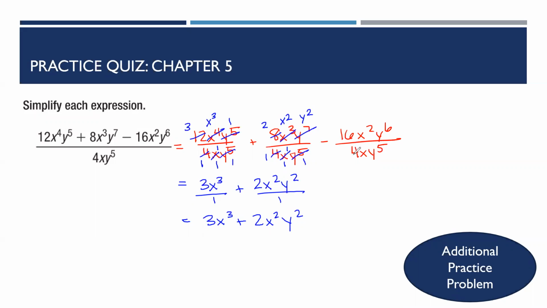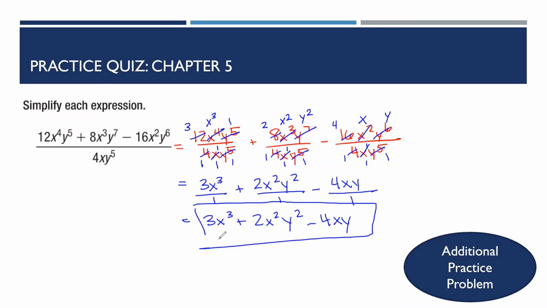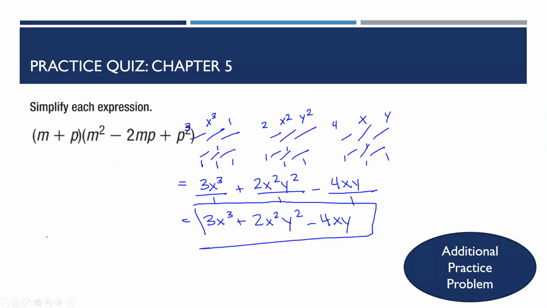And then over here, 4 and 16 have a common factor of 4. 4 goes into 4 once, 4 goes into 16 4 times. And then here, x to the 1st and x squared have a common factor of x, so I'm left with 1 here, and I'm left with x here. And then here I have y to the 6th over y to the 5th. They have a common factor of y to the 5th, so this is 1, and I'm left with y over here. So I have minus 4xy over 1. So that becomes minus 4xy. And this is my final simplified answer. Okay? A lot of simplifying on that one.